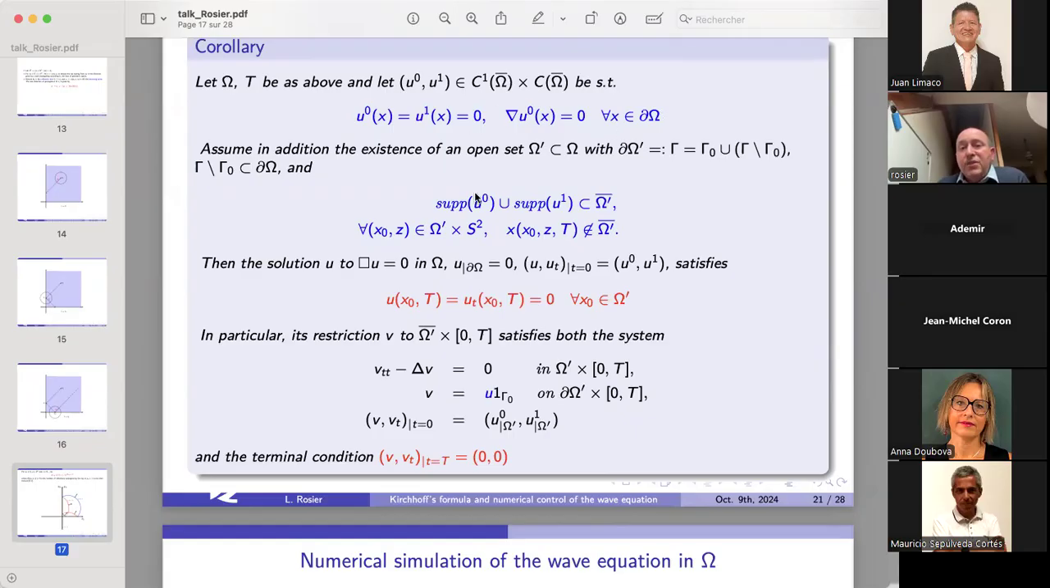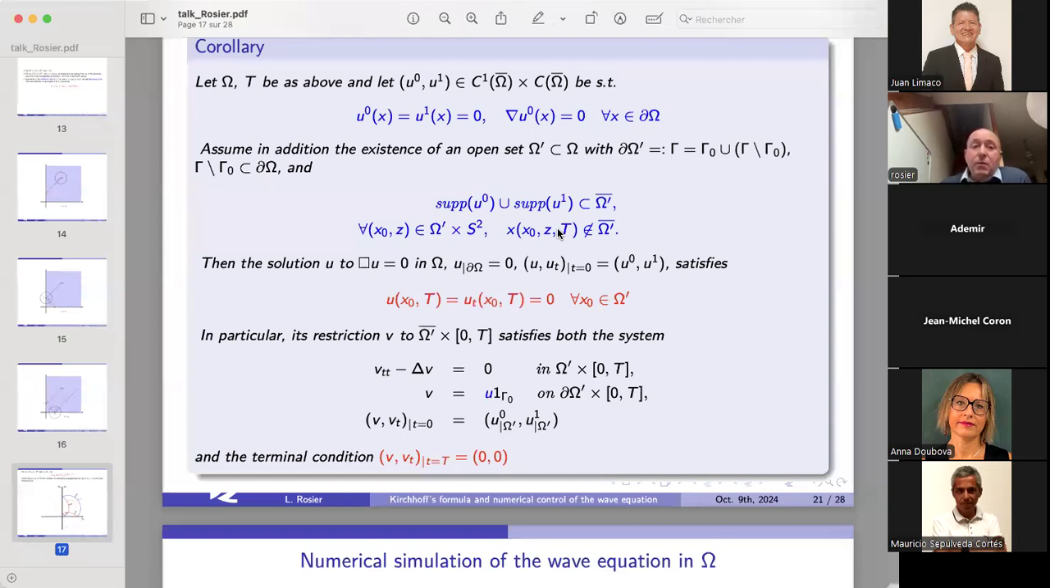Now omega is a big set on which we will do the numerics, and omega prime will be the small set for the control problem. Okay, so omega prime is included in omega. So we consider some initial data which are smooth and they vanish at the boundary. We assume that the support is in the closure of the small set omega prime. And with some assumption, we assume that the wavefront leaves omega prime at time capital T. This is what we need. It is a sort of quantitative version of Huygens principle.